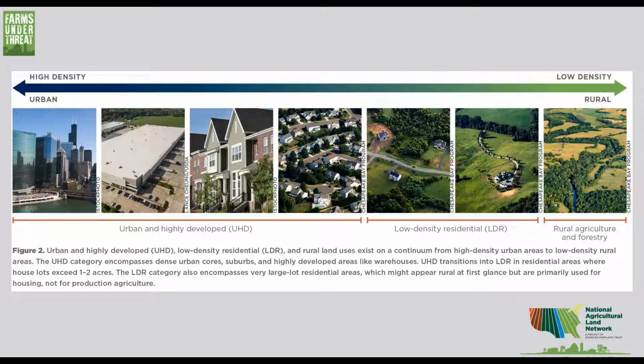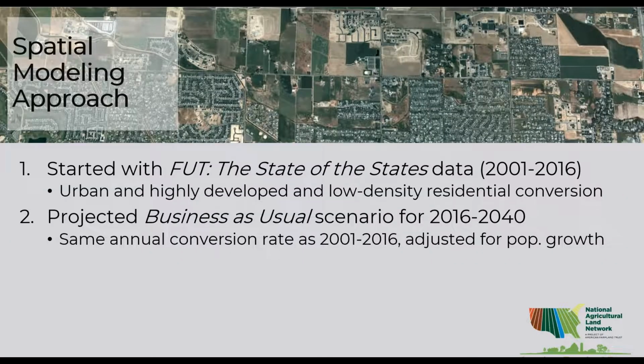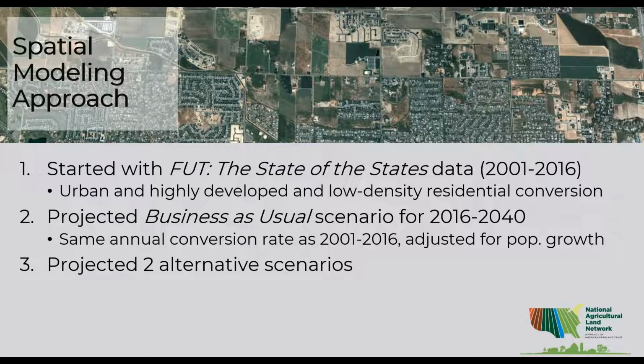So, starting with our historical data, we projected into the future with a business as usual scenario. Basically, we made a straight line projection using the same annual conversion rate as what we documented historically to predict the level and location of conversion by 2040. We adjusted the model to account for projected population growth or decline. Building off that business as usual scenario, we developed two alternative scenarios, which we'll get to in a minute.